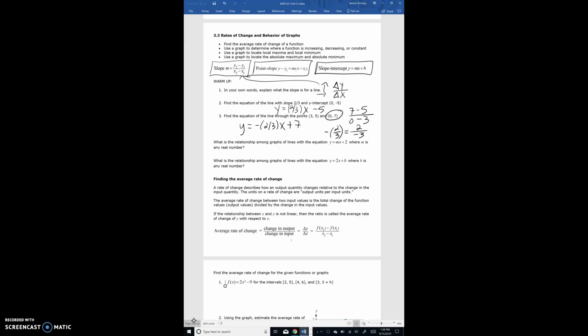Okay, so those are not perpendicular lines. They're just going to have the same slope magnitude, and one's going to be positive, one's going to be negative. If they were perpendicular, this one would be -3/2.